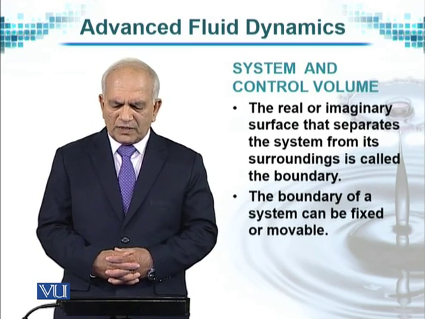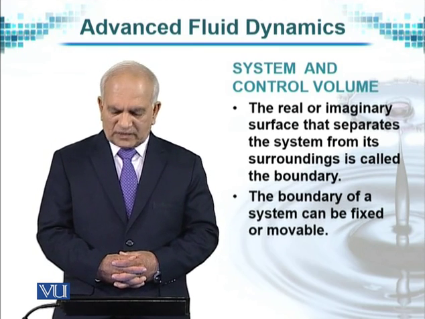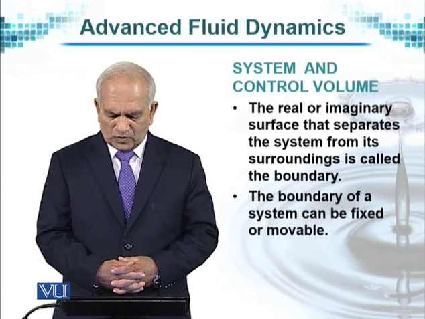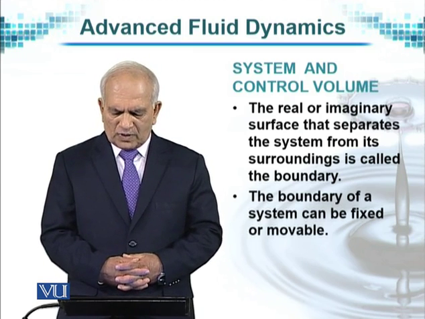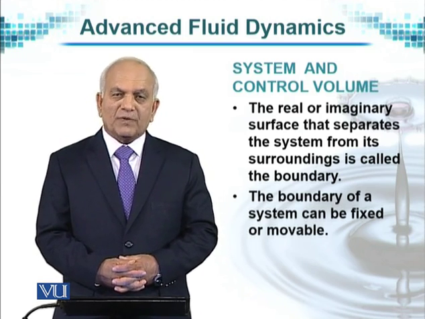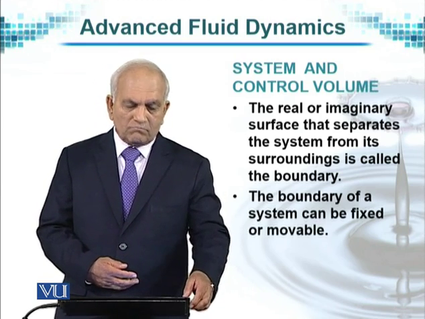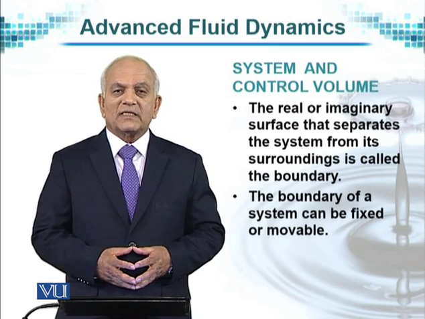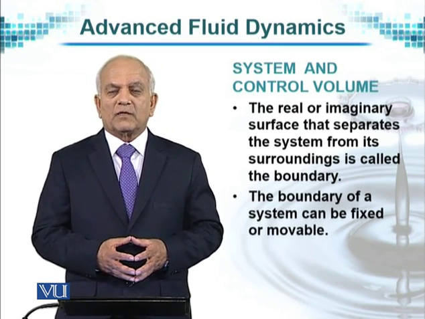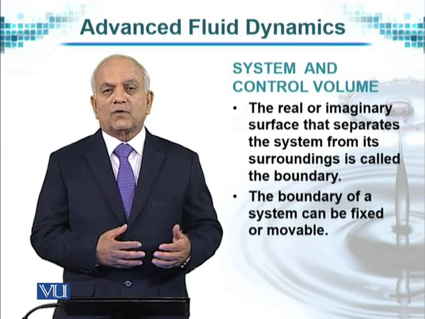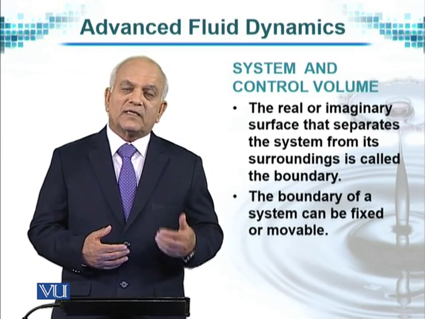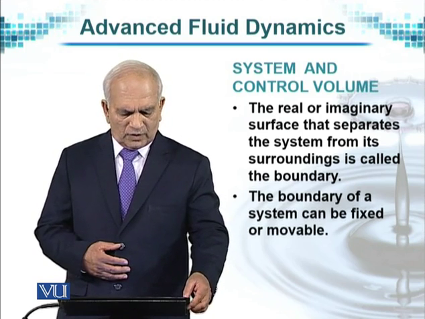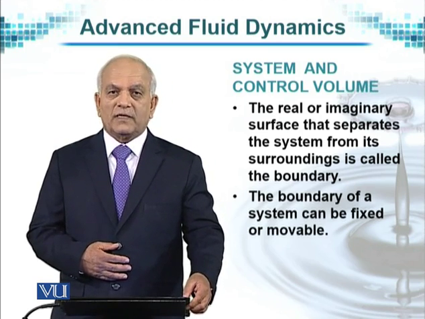The real or imaginary surface that separates the system from surroundings is called the boundary, of course. The boundary of a system can be fixed or movable. So both conditions are possible. One is that the system is moving and the boundary is fixed, and another is when not only the system is moving, the boundary is also moving. And there can be many examples for that category.